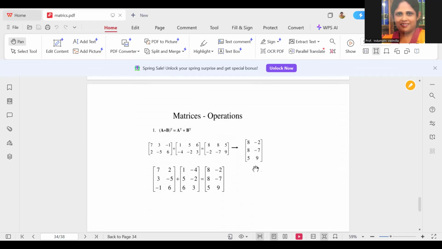If this is A and this is B, then we can add these two together and then transpose, or we first transpose the first matrix and then transpose the second matrix, and after we add these two, we get the same answer. So both are equal.